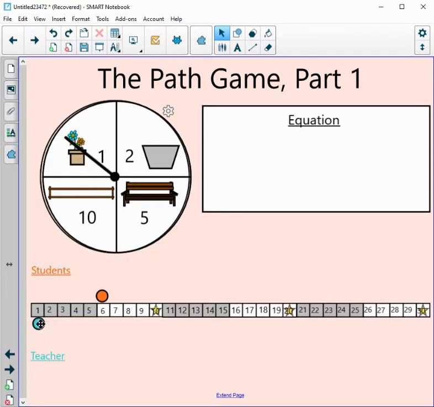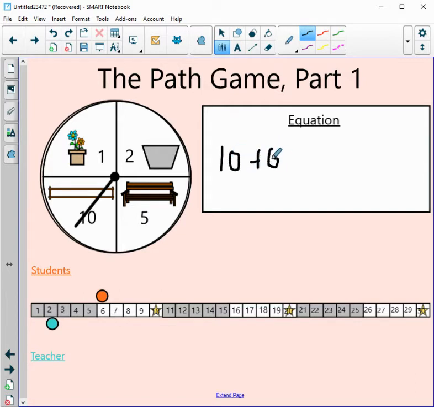1 flower pot. So what is 1 plus 1? 2, you're exactly right. I don't need to do that equation for you guys. We should know what is 1 more than a number. All right, here's our student spin. 10. So what is 10 plus 6, boys and girls? We added a fence along our pathway. 10 plus 6.